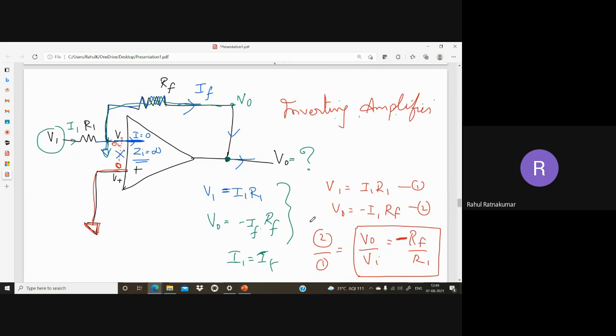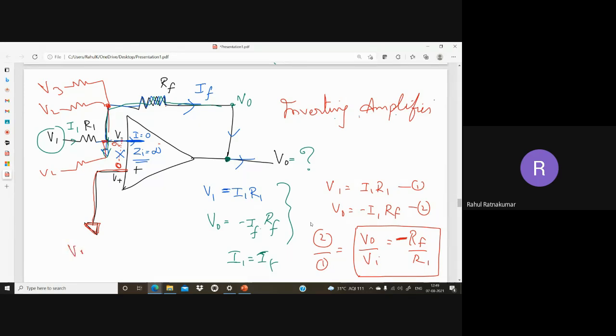One more application of this inverting configuration is that we can have multiple voltages. Instead of only V1 here, we can have V2, another voltage connected through a resistance at the same point, V3, and V4. All those things can be done. The output is found using the superposition principle: we consider all these voltage sources individually, find each output individually, and add them together to get the net output.